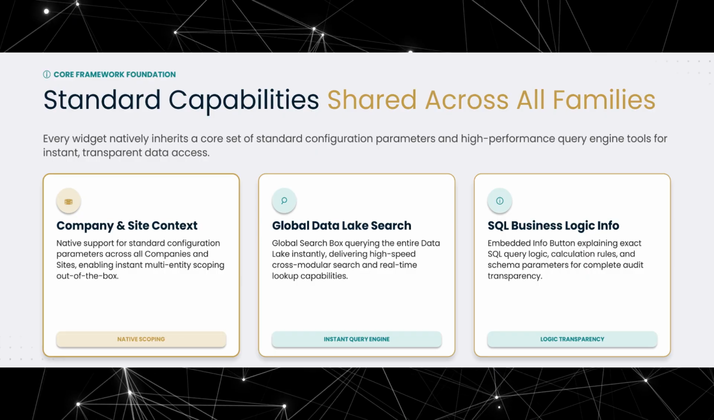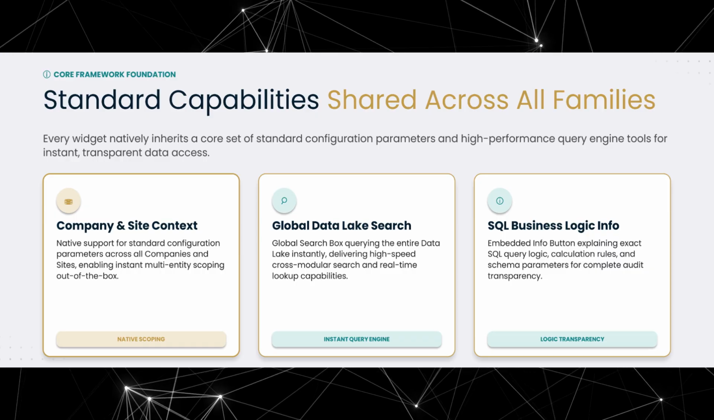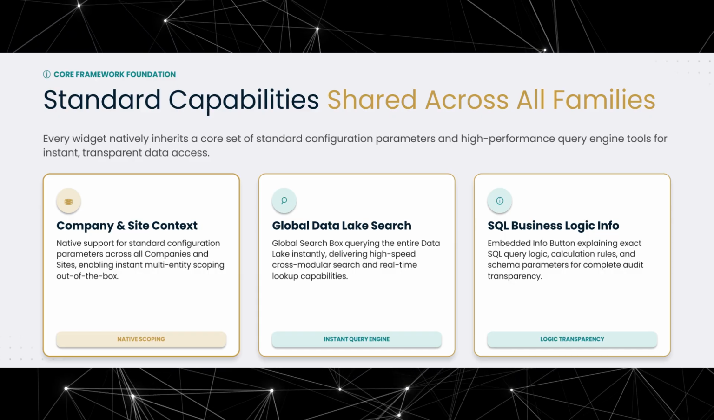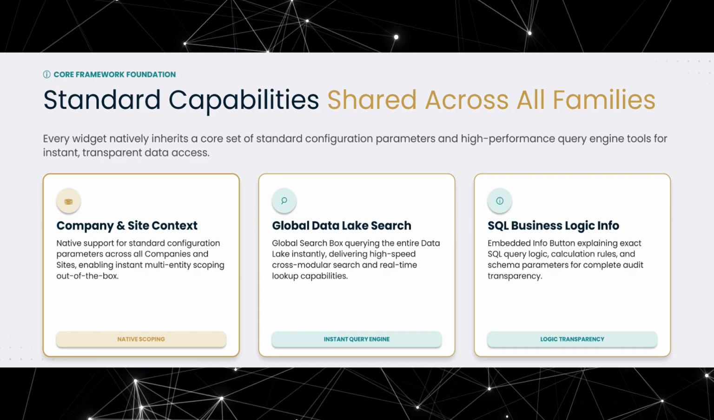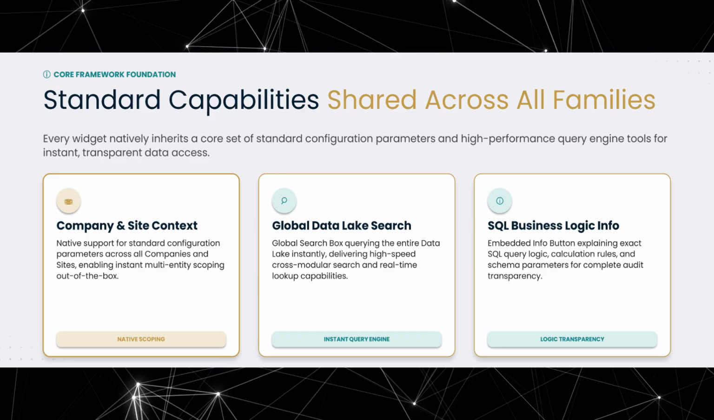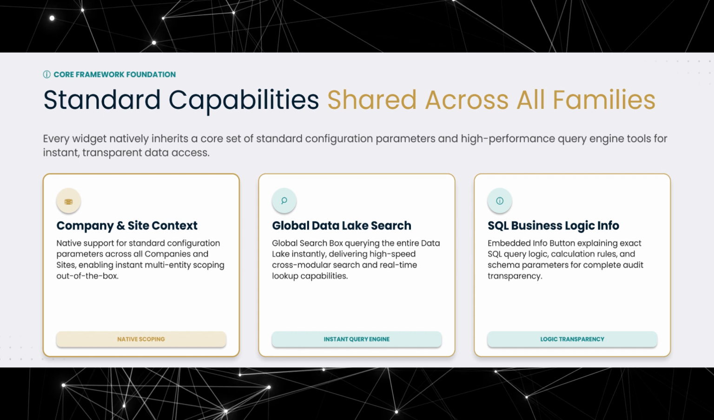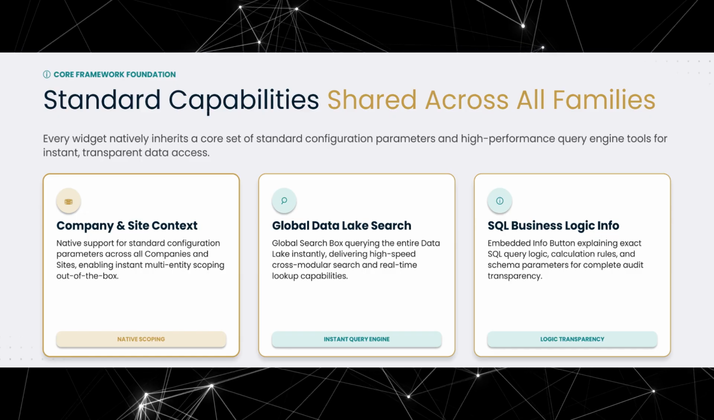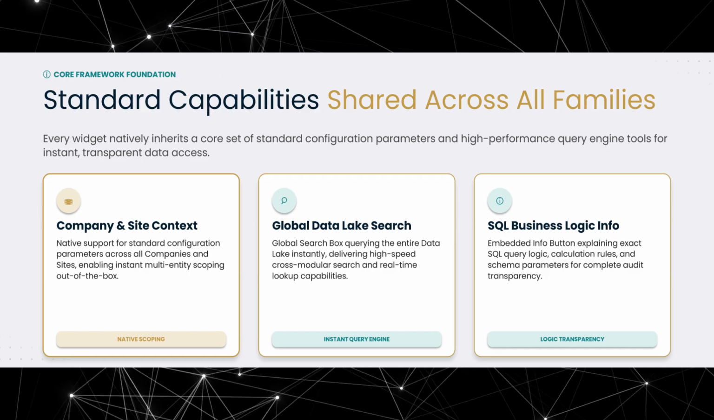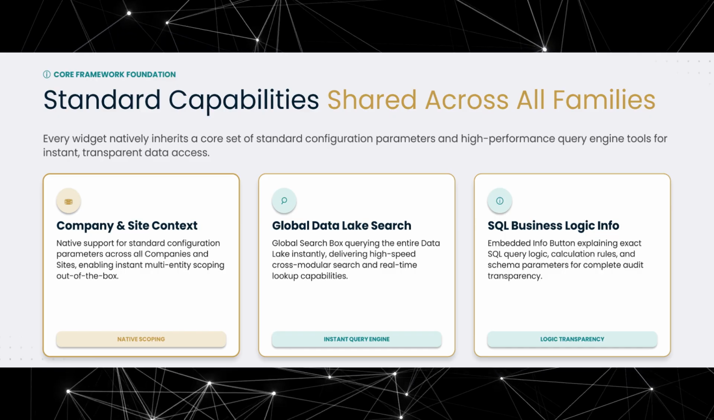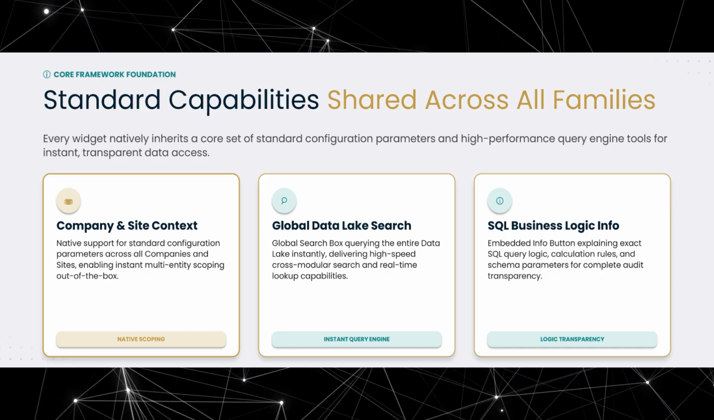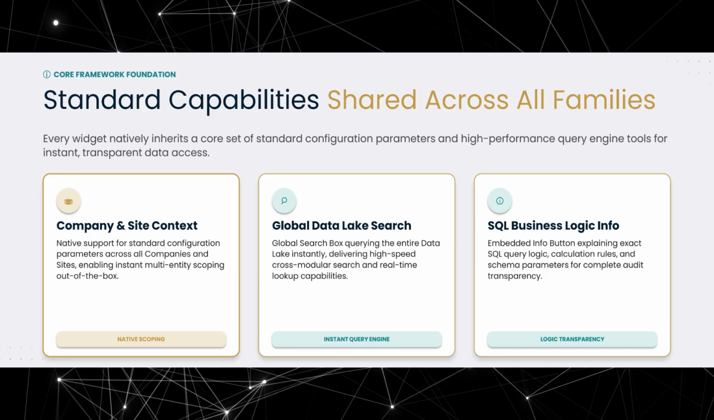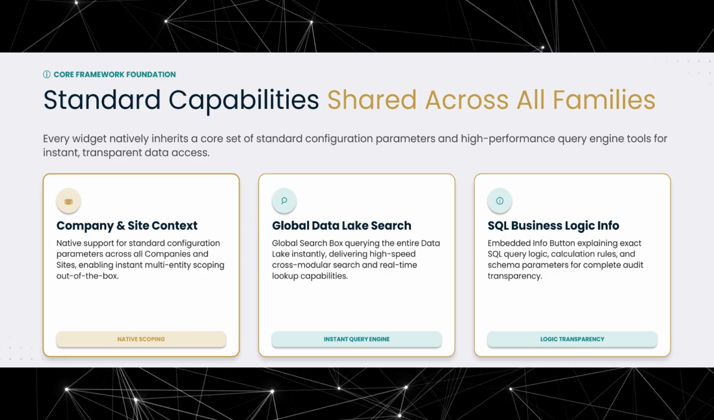Now, before we transition to our final thoughts, let's take a look at a complete summary of the capabilities we have discovered during this series. As you can see from this reference matrix, there is a core set of standard capabilities shared across almost all families. Every widget natively supports standard configuration parameters for companies and site or financial company. Then we have a global search box that queries the entire data lake instantly in case of list type, and an info button to explain the SQL query business logic.